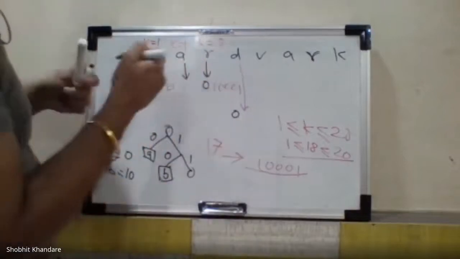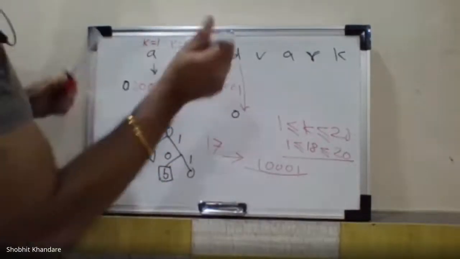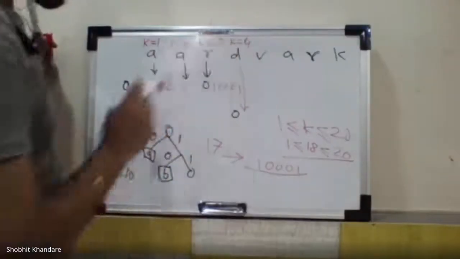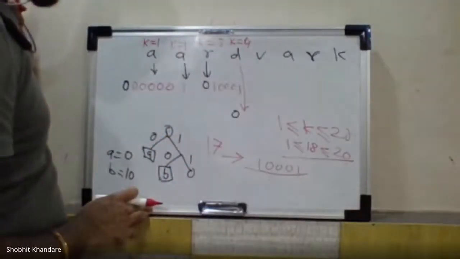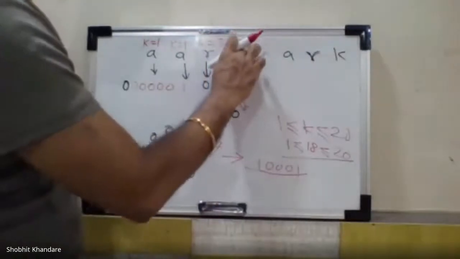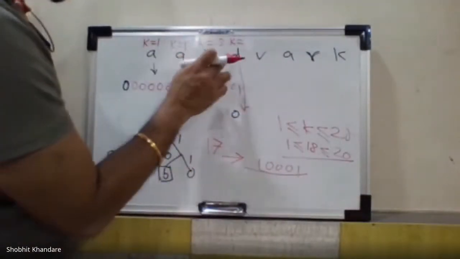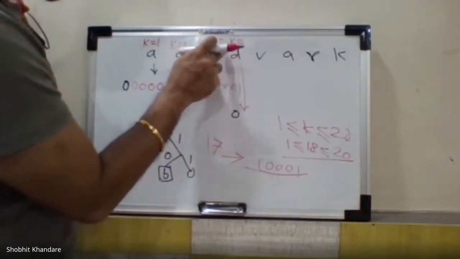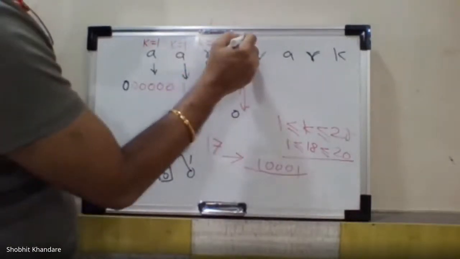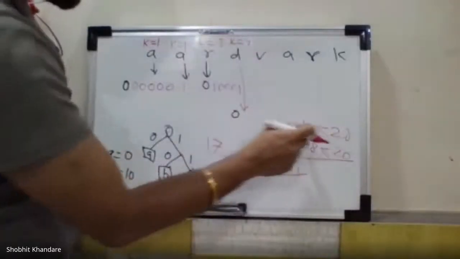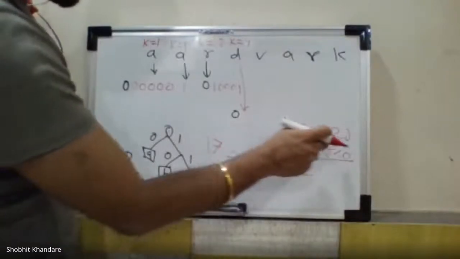Now for this D, what is the value of K? 4. Sorry, this is R. What is the K value of D? 4. Okay. With this 4, it comes into this particular range.